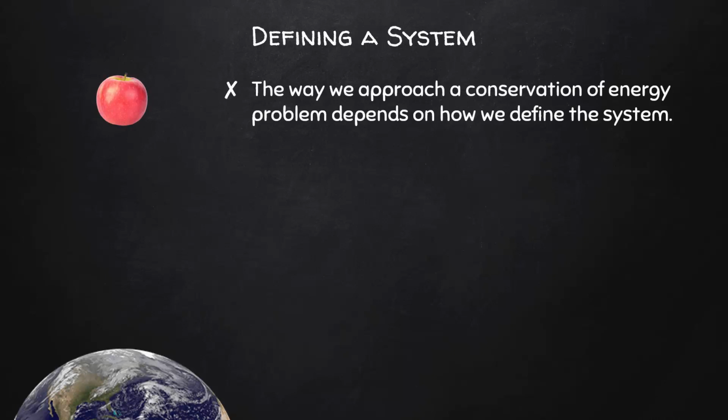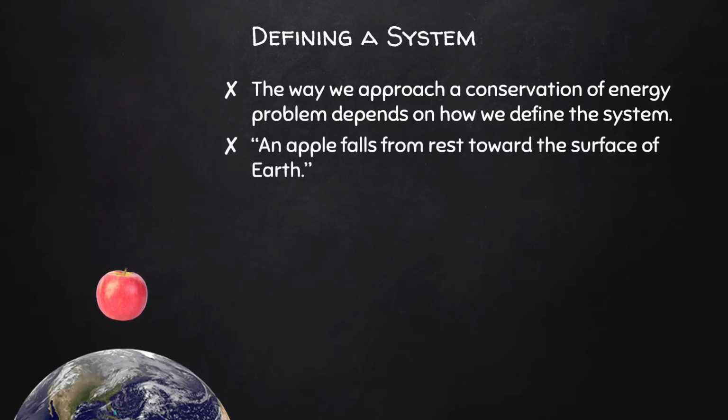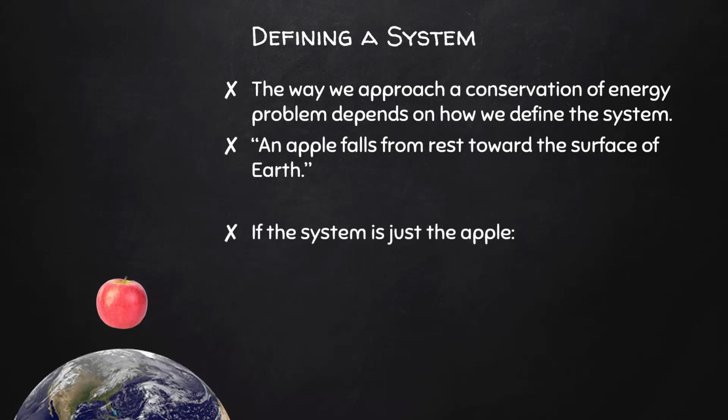The way we approach a conservation of energy problem depends on how we define the system. In this example, an apple falls from rest toward the surface of Earth. Here's what we end up with if we define the system as being just the apple itself. The initial energy is 0. There's no gravitational potential energy if there's no gravitational field within the system. There's also no kinetic energy originally or spring potential energy.